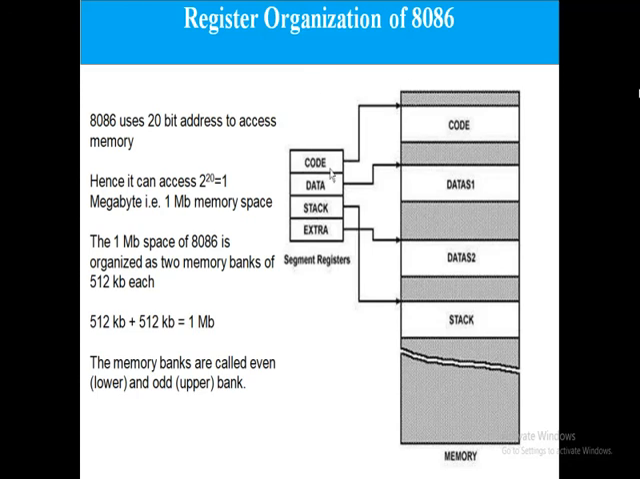The data segment is mainly used for storing the data. The starting address of the data segment memory will be stored in the data segment register. The starting address of the extra segment will be stored in the extra segment register. And the starting address of the stack memory location will be stored in the stack segment register. So all the starting addresses we can get from the segment registers.